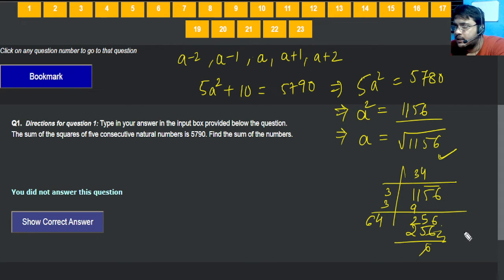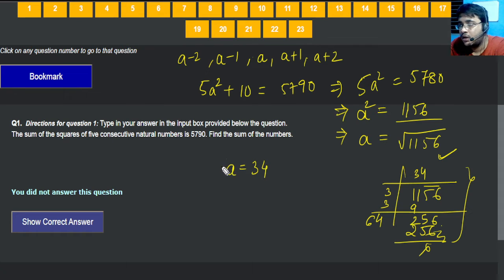If you are unsure of this division method, how I actually came up with this, you can just comment it down. I'll pin that up and I'll tell you how I did this. So the value of a comes out to be 34.